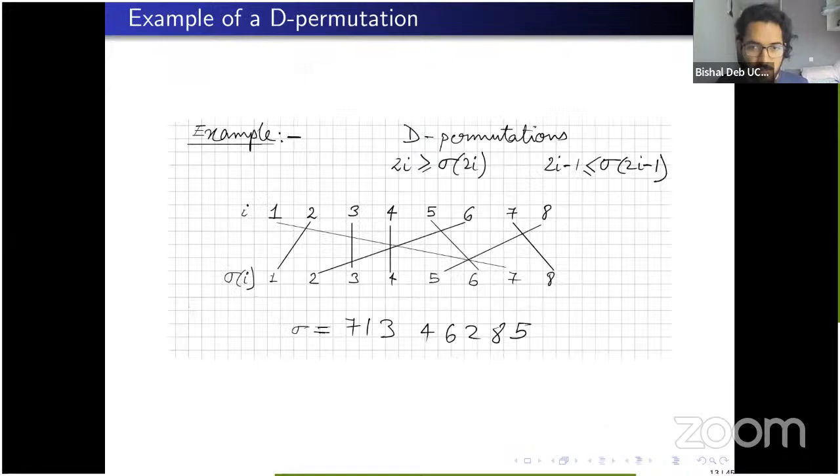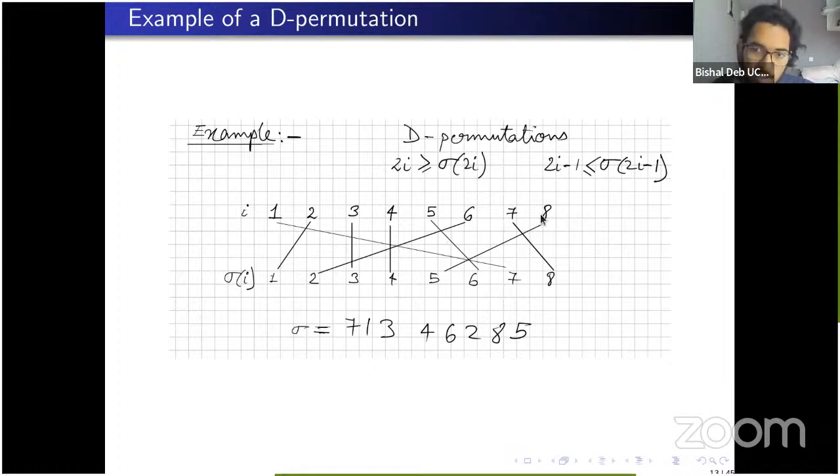So let's look at an example. This is an example of a D permutation. These are all the i's. We have taken a permutation on 8 letters, where n is equal to 4. So 1 goes to 7, 2 goes to 1, 3 goes to 3, and so on. And you can see that for every even, you're going to something lower. So 2 is going to 1, 4 is going to 4.